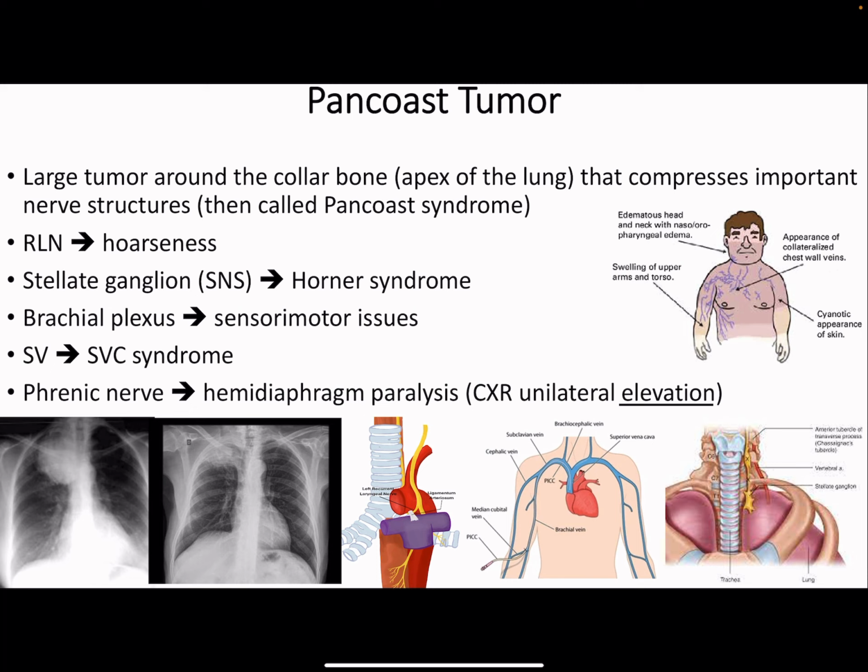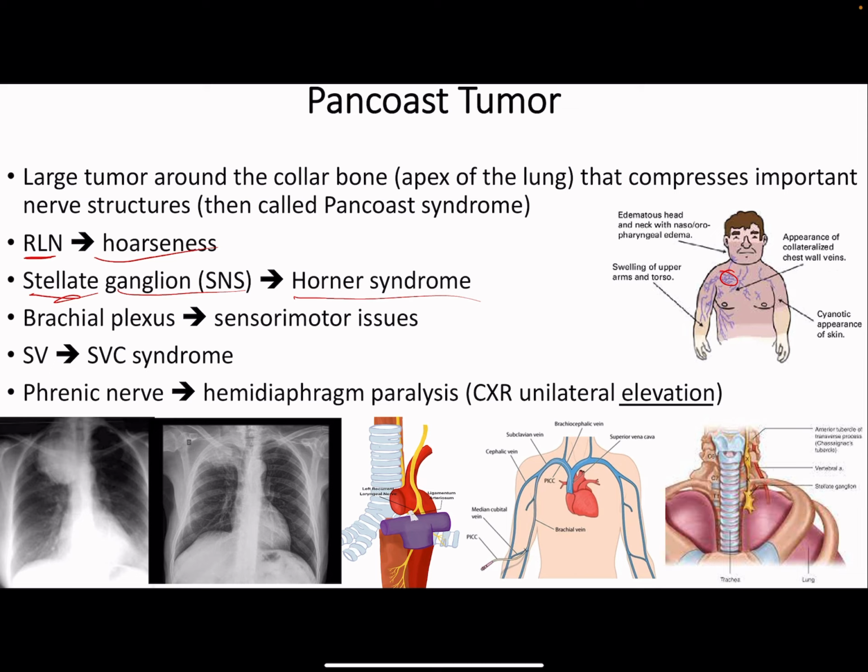Pancoast tumor is going to be found at the apex of the lungs near the clavicle, so around the collarbone. This can compress a bunch of different structures, causes a wide variety of syndromes. So it can compress the recurrent laryngeal nerve, which can cause hoarseness. The stellate ganglion, which is associated with the sympathetic nervous system, can cause Horner syndrome. So this can cause anhidrosis, so inability to sweat.